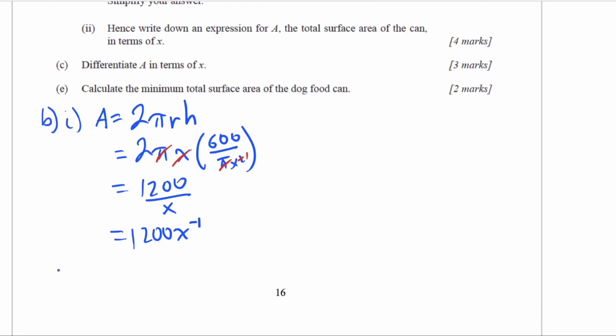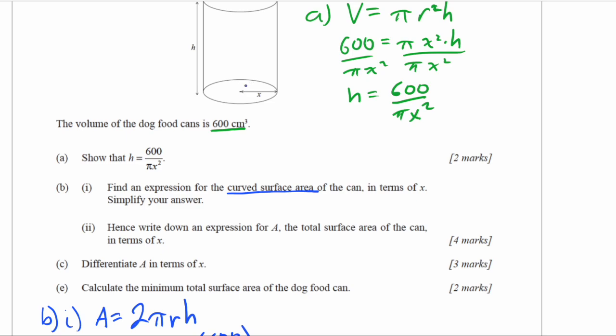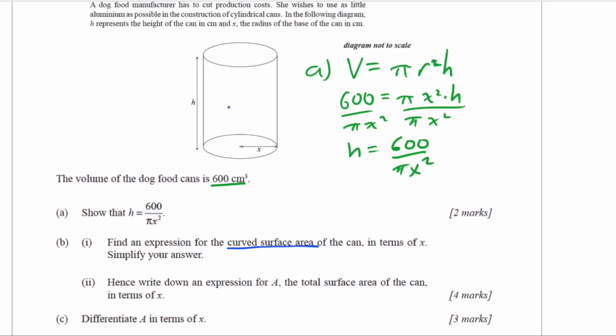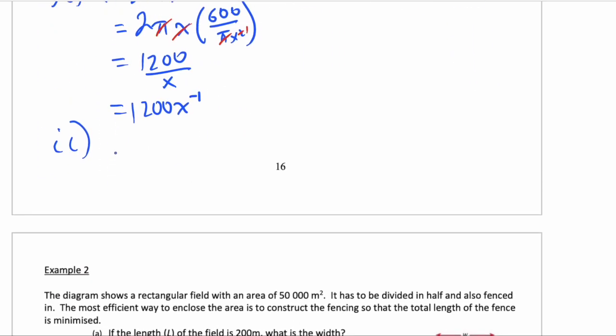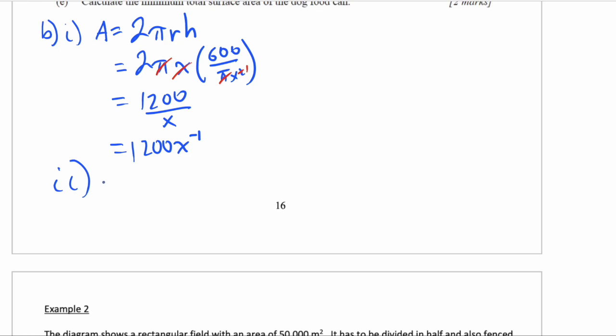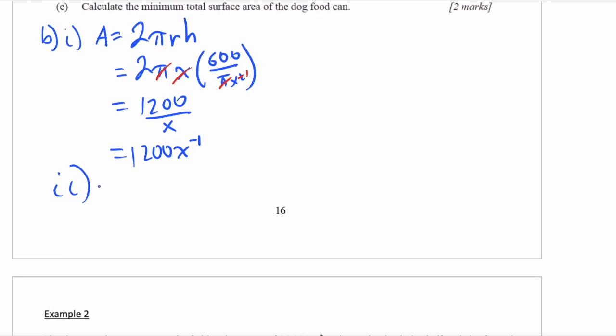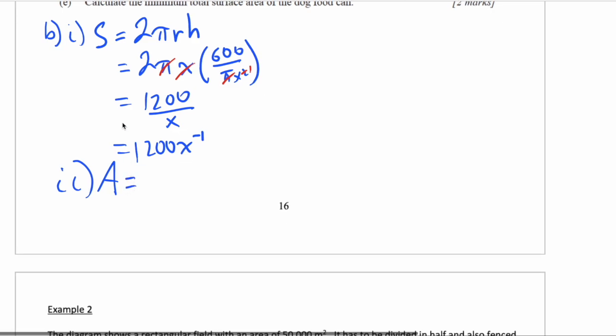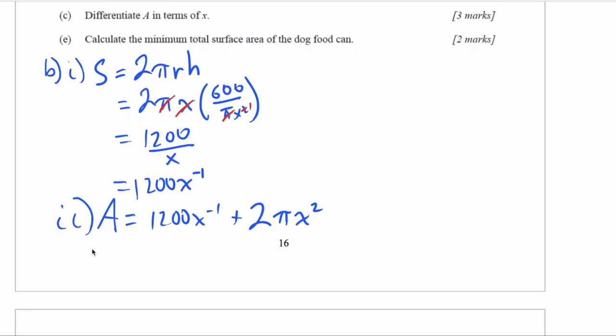Hence, write down the expression for the total surface area. So we just found the area of the curved surface. We also need to find the area of the two circles. There's a circle on the top and a circle on the bottom. So the total area, let's write it as A. I should probably use a separate letter for before. It's called S. The total area is 1200x to the power of negative 1 plus the two circles, and the circle is pi r squared. So that's an expression for the total area, including the circles on the top and the bottom.